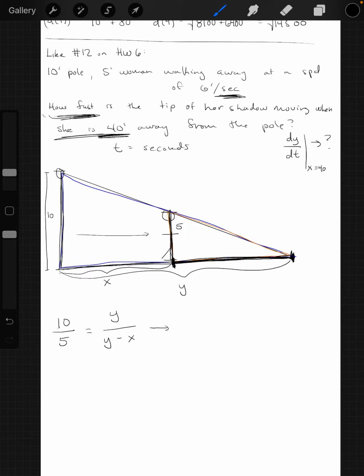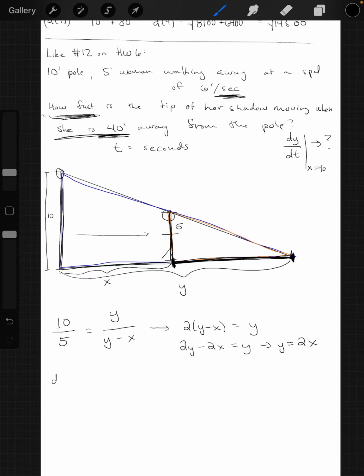So we can simplify this. We get 2 times y minus x equals y. So we get 2y minus 2x equals y. If I subtract y from both sides and add 2x to both sides, I get that y equals 2x. And that's the relation part of this related rates problem.